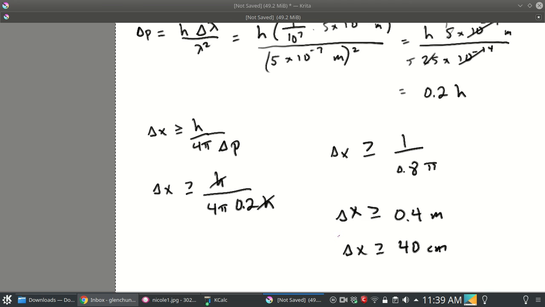Did you get the same thing? Is that what it says in the back of the book for the answer? I hope so. If not, please let me know. I'd be interested to know also. Thank you.